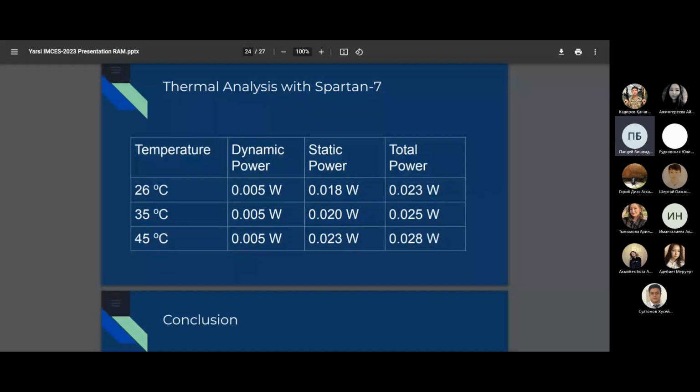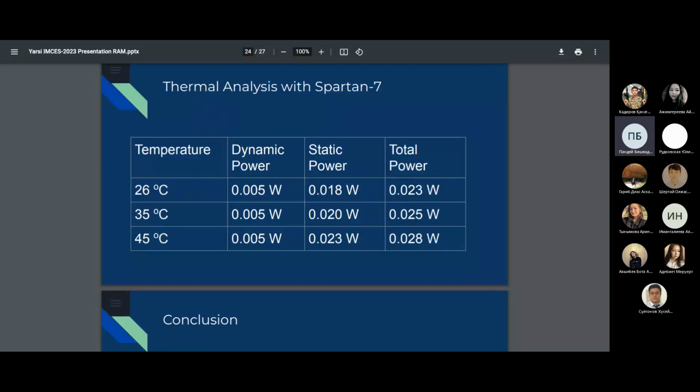Temperature 26 degrees Celsius. Dynamic power 0.005 watt. Static power 0.018 watt. Total power 0.023 watt. 35 degrees Celsius. Dynamic power 0.005 watt. Static power 0.020 watt. Total power 0.025 watt.